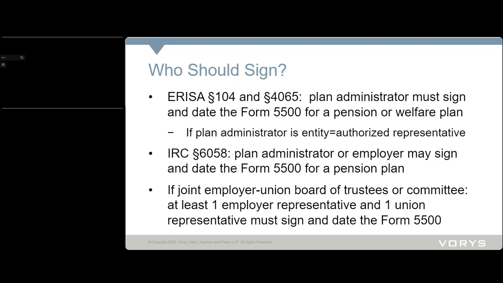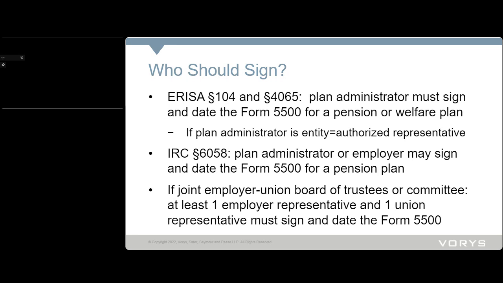The next thing we talk about is who should sign. We put this on here because I think a lot of times some plan sponsors and plan administrators don't step back and get the right person to sign, or at least this is one of the things we notice a fair amount. So we put the statutory requirements on here. ERISA says the plan administrator, so that's your fiduciary, must sign and date the 5500 for a pension or welfare plan. So if the plan administrator is an entity, if it's the employer or a committee, it needs to be signed by an authorized representative of the entity.